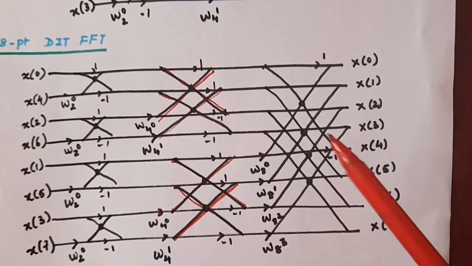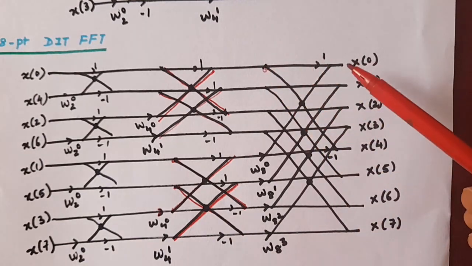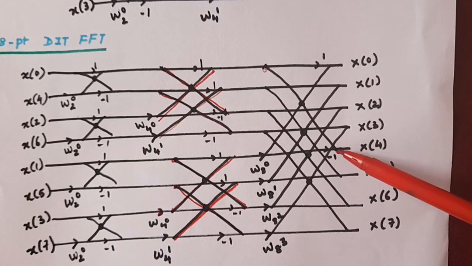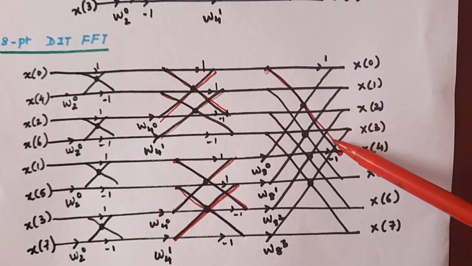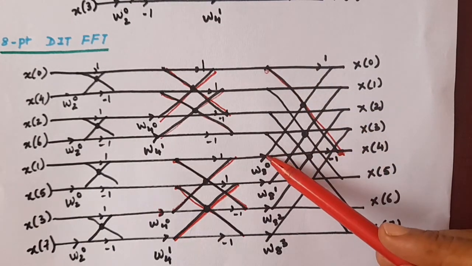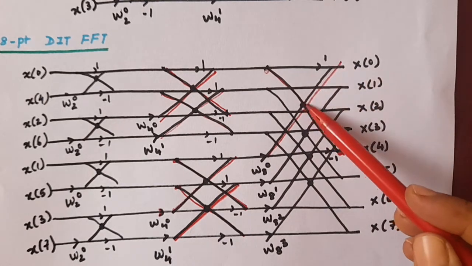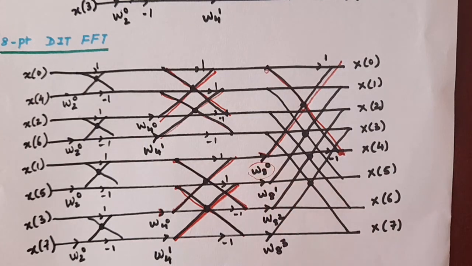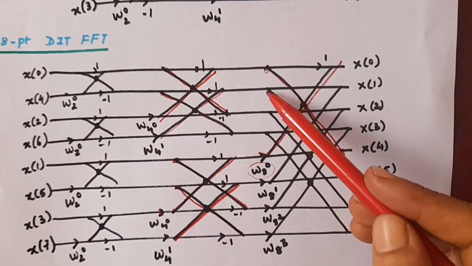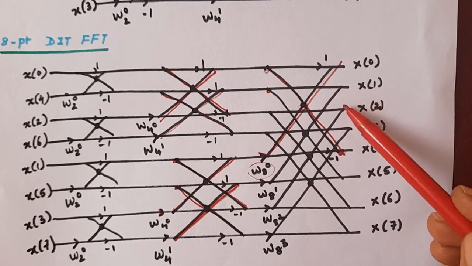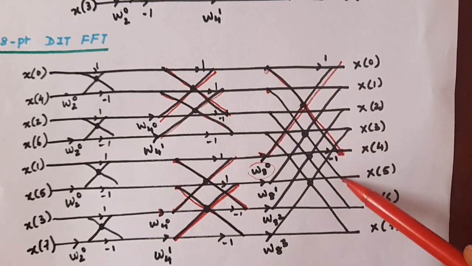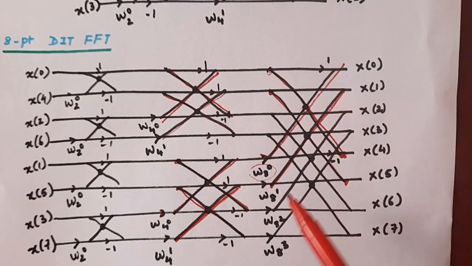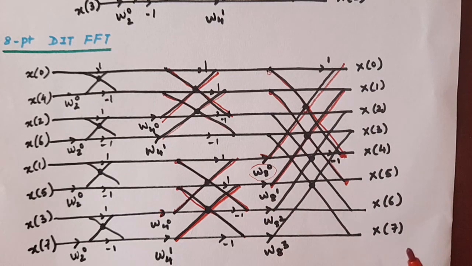Now coming to the third stage, hold the first line, leave 4 lines, 1, 2, 3, 4, leave 4 lines and connect it to the fifth point like this. Where you have connected, from there take the other line and make an X, darken it. For this X, put a twiddle factor, W8 to the power of 0. Now go to the second line, leave 4 lines, 1, 2, 3, 4, join it here. Write the twiddle factor, W8 to the power of 1.